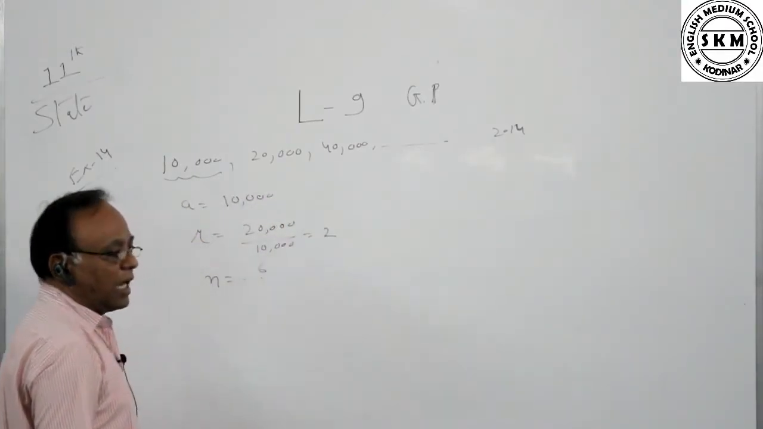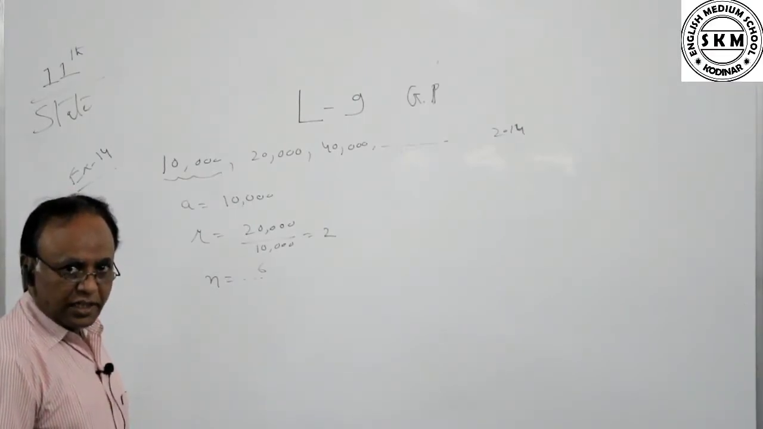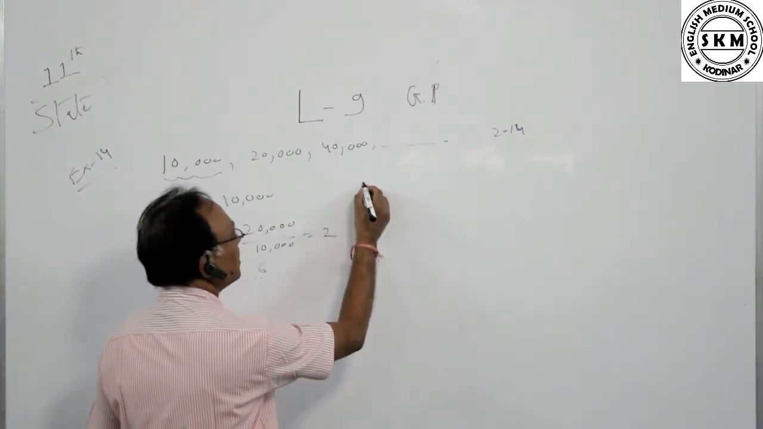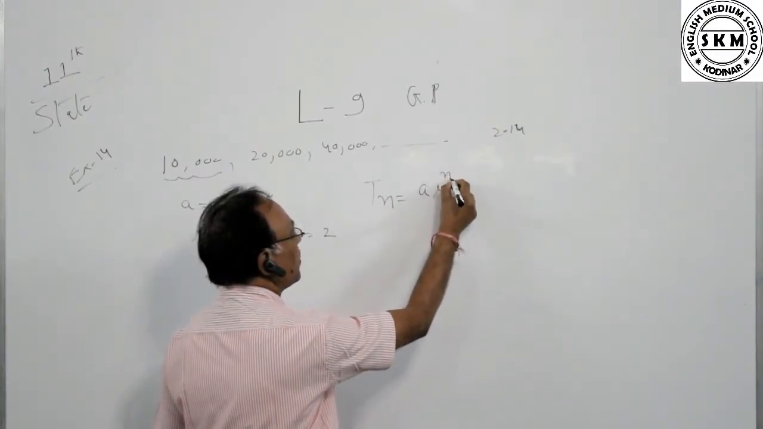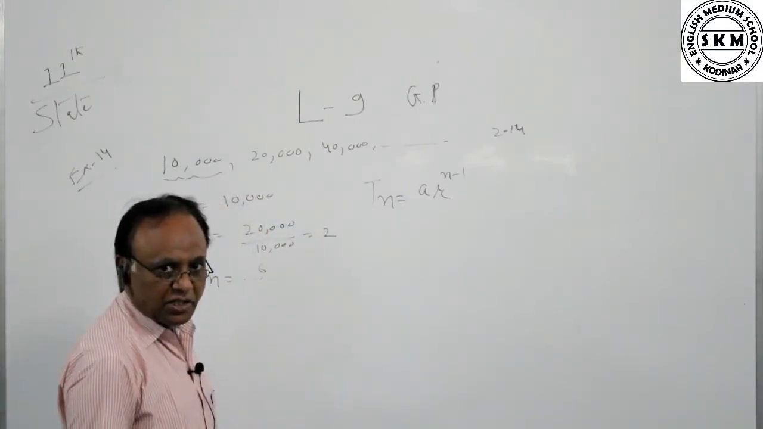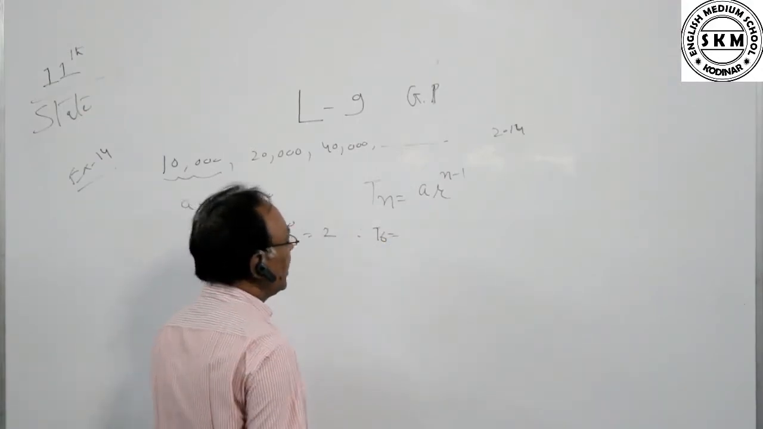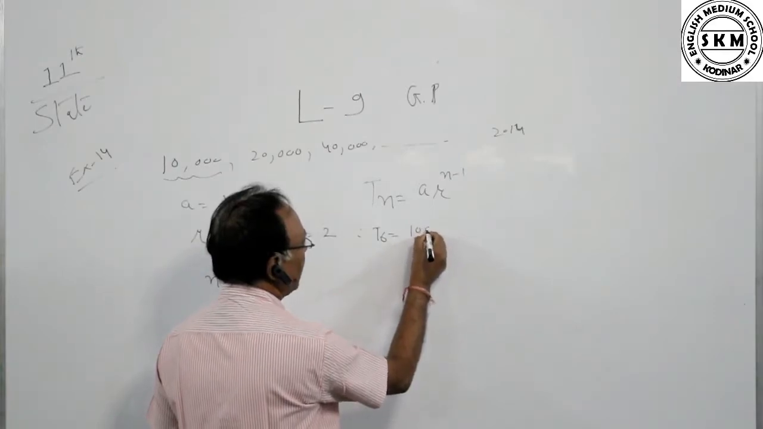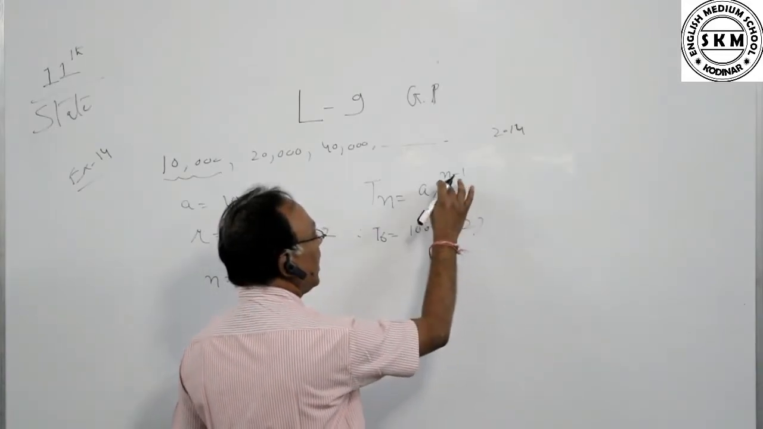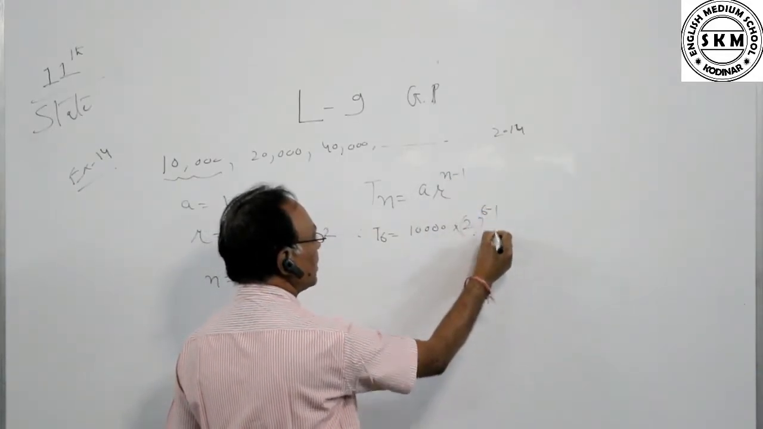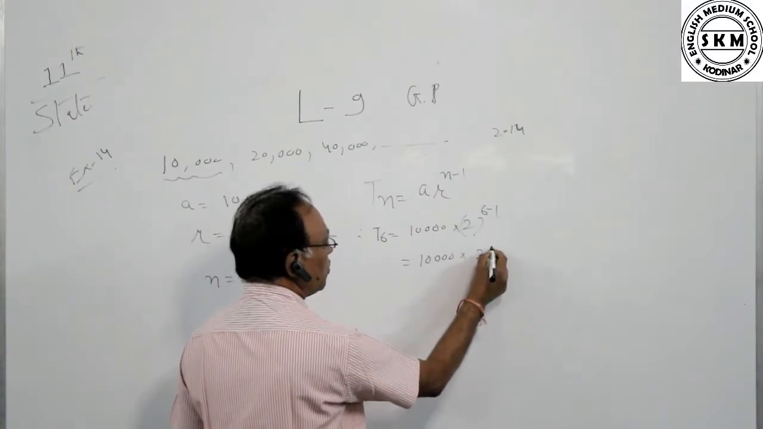Now the amount deposited in 2014 means at the end of the 6 years. Now apply the formula: Tn is equal to a r raised to n minus 1. Already we have solved so many examples related to this formula. Now n is equal to 6. a, the first term, is 10,000, multiplied by ratio 2 raised to 6 minus 1. So it is 10,000 into 2 raised to 5.